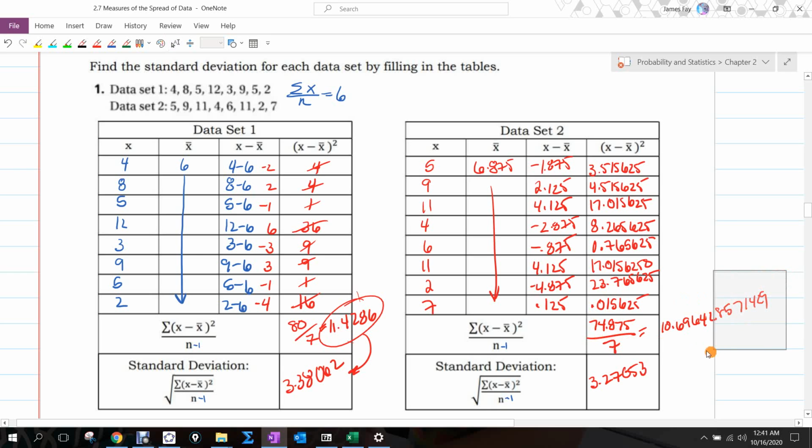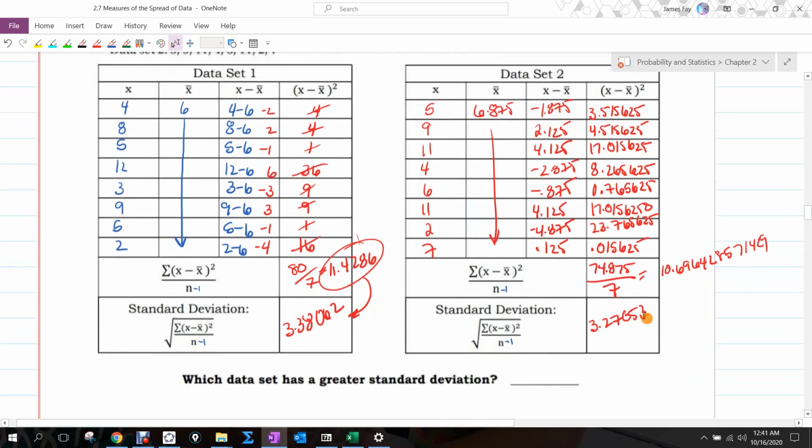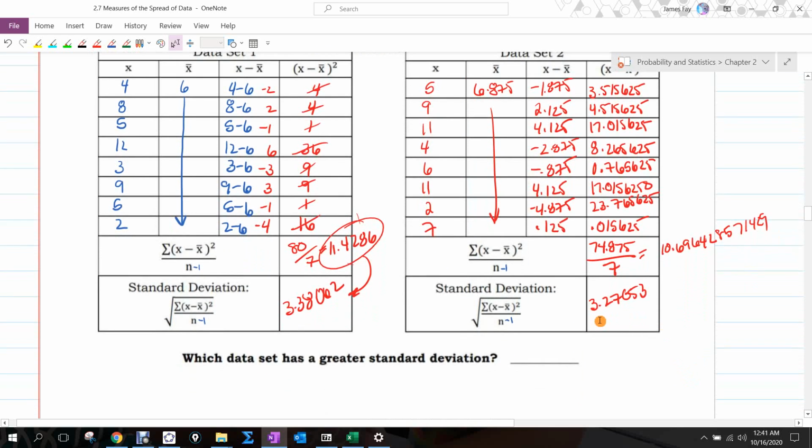And it gives me, remember, this is called your variance, okay? My variance is in a different unit. If this was in units, this would be units squared, so I can't compare back to my original data set then. Okay, so I take the square root of that, and it gives me 3.27, and that would be back into units to the first degree. So now it says which data set has the greater standard deviation. Obviously, that's data set 1. Now, they're pretty close. But data set 1 has a greater standard deviation.